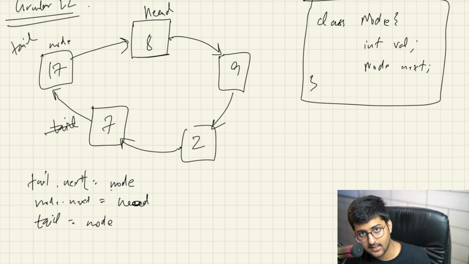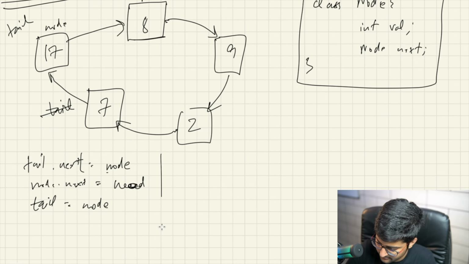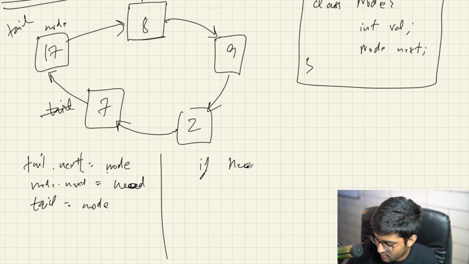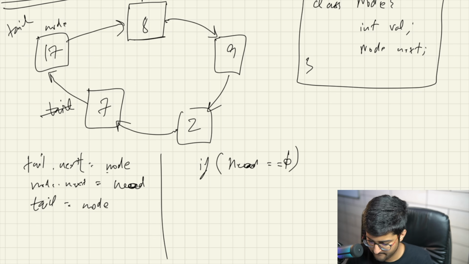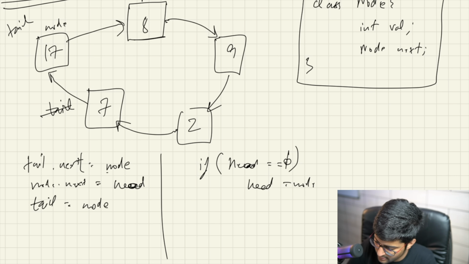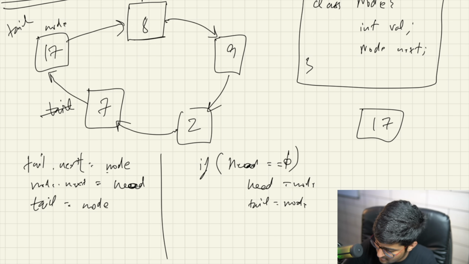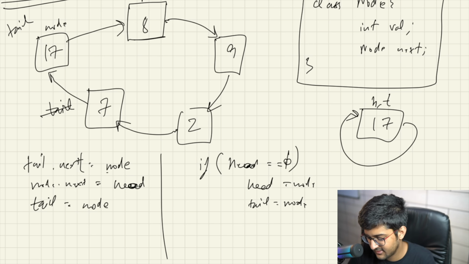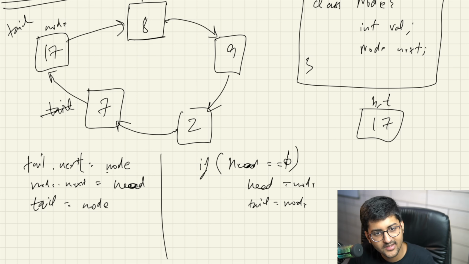What if the head and tail are null, which they are in the case where no item is in the linked list? For that, if head is equal to null, what will you do? Head and tail are both going to point to the same node. That's it: head is equal to node, tail is equal to node. This will look something like this. This is head and tail itself. This is itself a circular linked list.